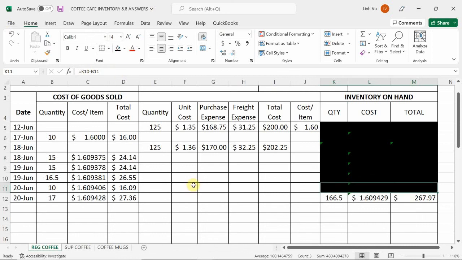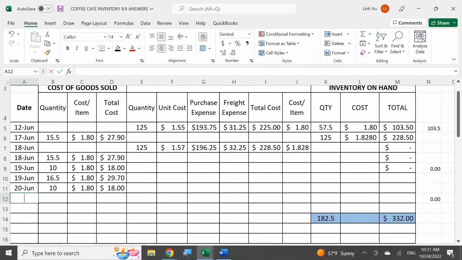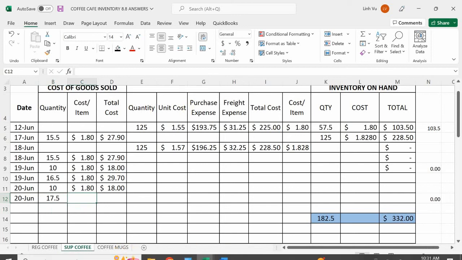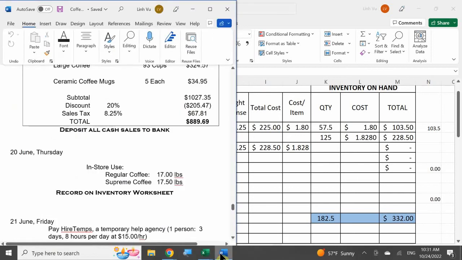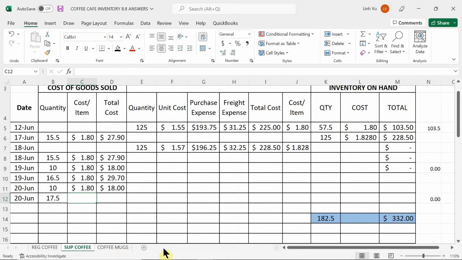All right, so we used $27.36 for the regular coffee. For the Supreme coffee, we used 17 and a half. At what cost per item? $1.80. Okay, good, because we have enough. So what's my total cost of goods sold here?